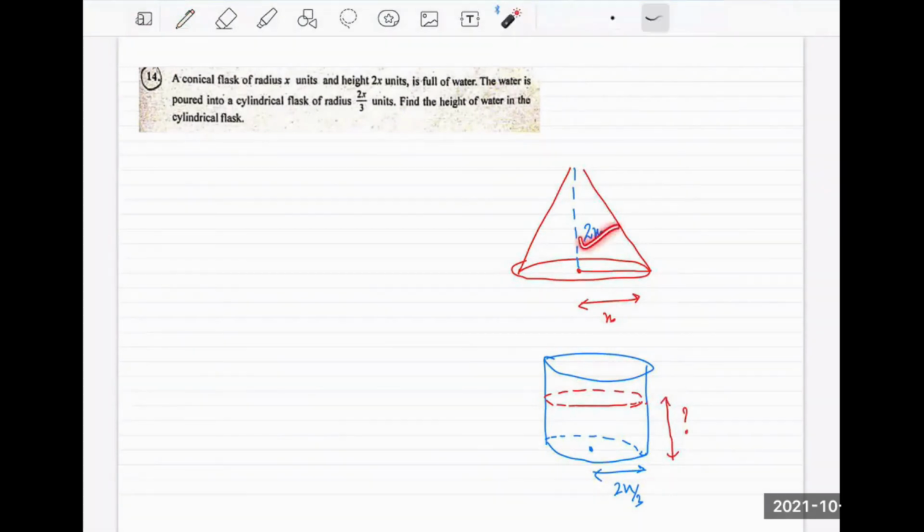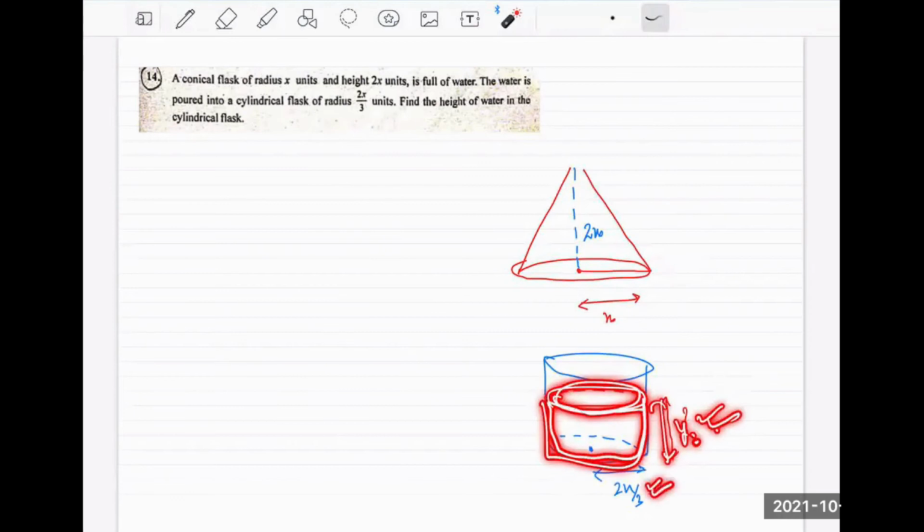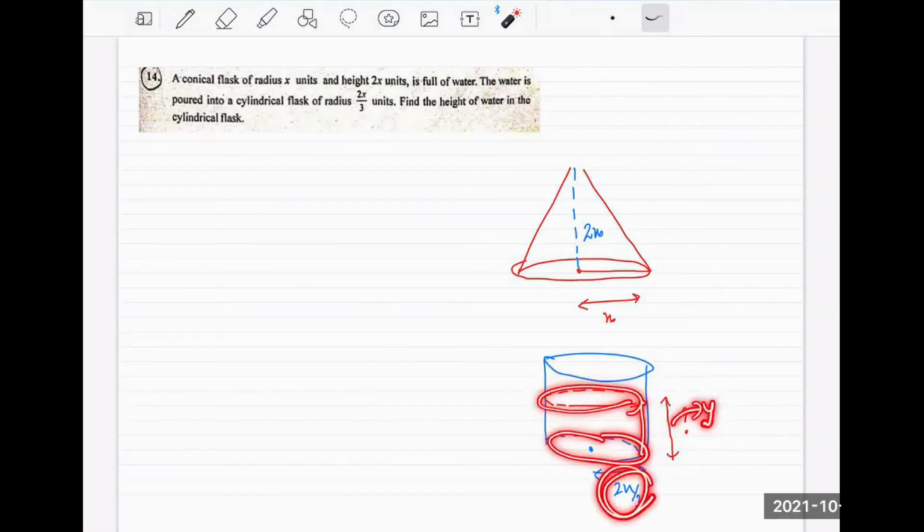Okay, what will be equal between these two? The volume of the water inside here will be equal to the volume of the water inside here, because the water from here is poured into this cylindrical flask. So you just have to say, let's say the height of the water is y. Everything is given in x, so let's consider the height of the water as y. So the volume of the water, how are you going to find it? It is in the shape of a cylinder of height y, radius 2x by 3. And what is the shape? Cylindrical, right? So what will be the volume? Volume will be pi r square h.